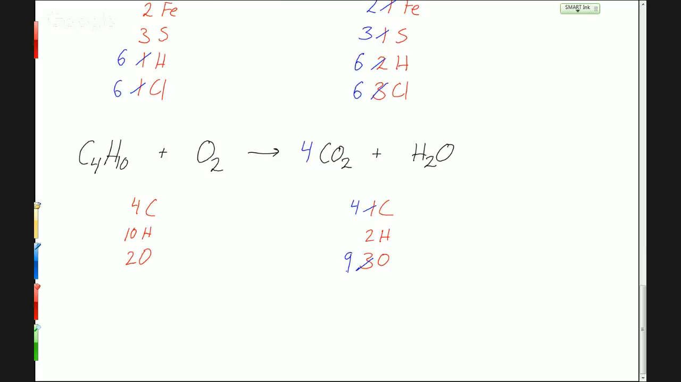Then the oxygens won't quite work out, right? So we can save those to last. Let's do our hydrogen. 10 on the left, 2 on the right. So putting a 5 here is going to give us 10 of these. And now instead of 9, we have 13. And now we got a problem, right? What's the problem? Yeah, we only have O2 on the left, but we have an odd number on the right. And no matter how many O2s we get, we can never get an odd number.